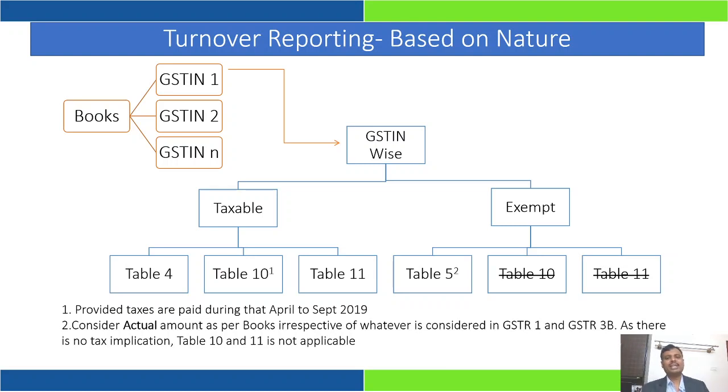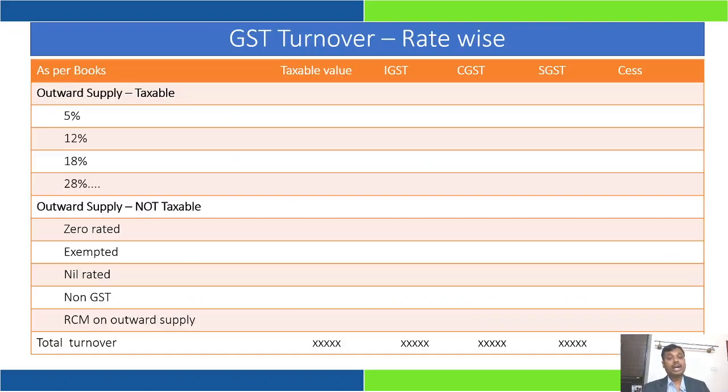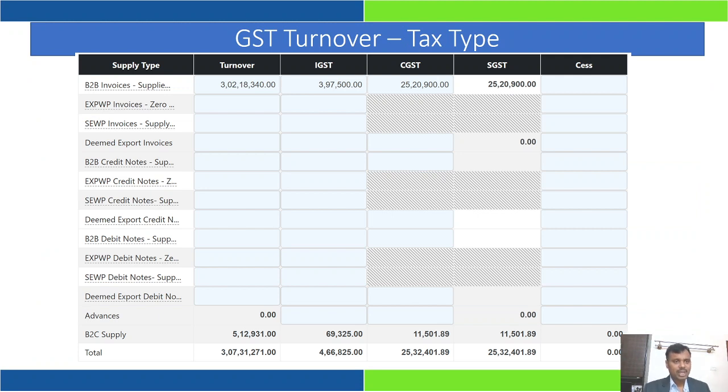Before we get into this segregation, you also have to identify the turnover you have arrived at rate wise. How much is 5%, 12%, 18%? If it is exempted, how much is exempted? If it is export with pay, you also segregate into various categories. Rate wise, you do the segregation. Along with the rate wise, you also have to segregate type wise. How much is towards B2B? How much is towards B2C? You make all sorts of segregation of your turnover.